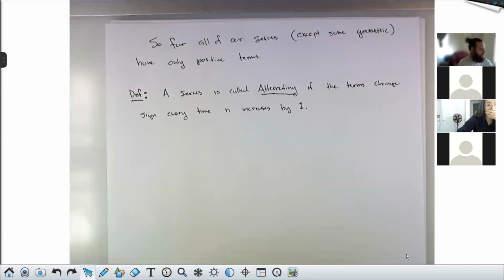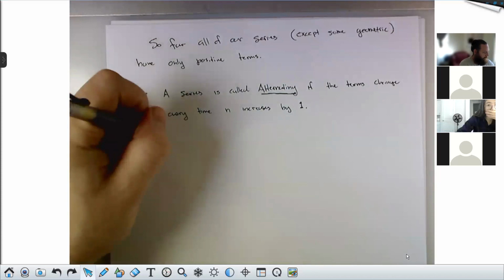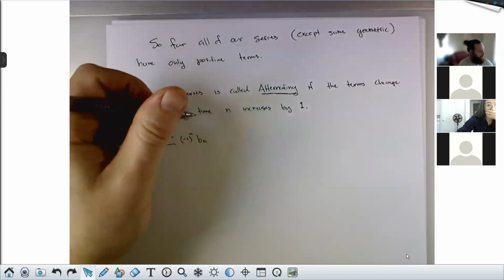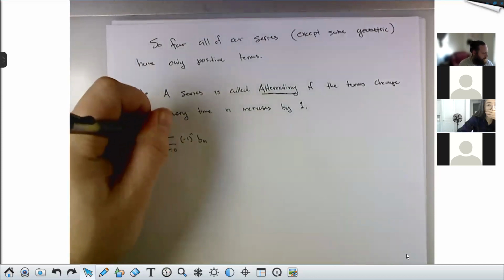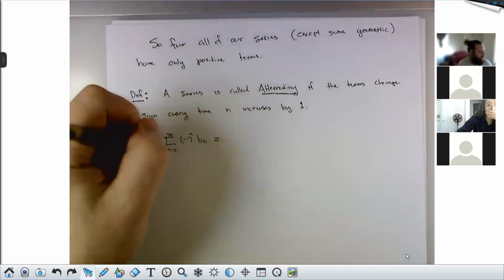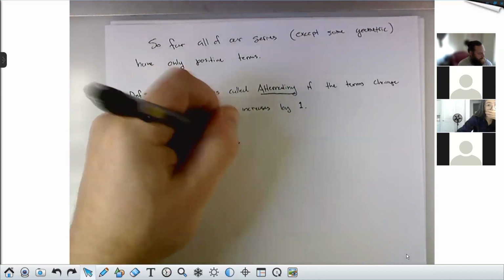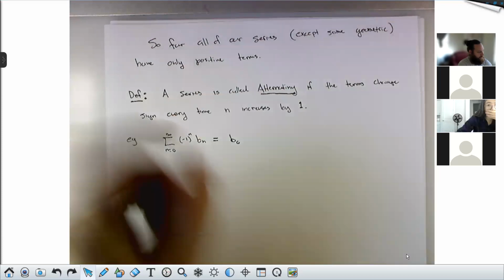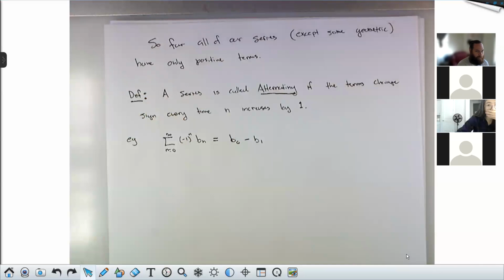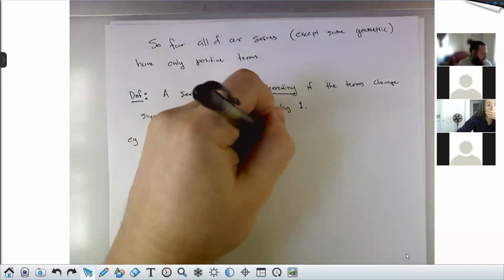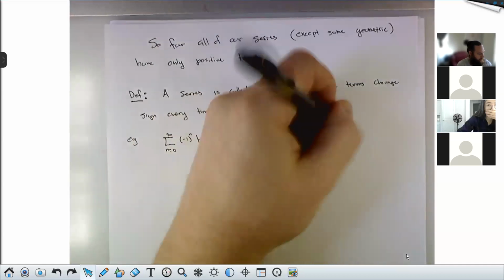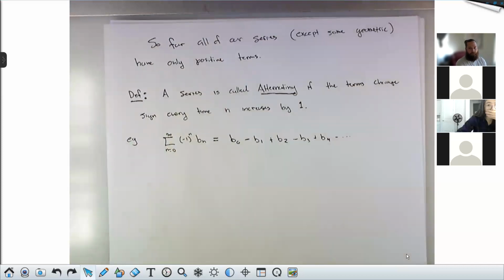The usual way of writing these is sigma (-1)^n times bn, and that could be summed from 0 or 1 or 2. If you just start writing this out, (-1)^0 is +1, so this would be +1 times b0. When n is 1, you have (-1)^1, which is negative, so you have minus b1. When n is equal to 2, (-1) squared is positive, so this would be plus b2, and then minus b3, and plus b4, and minus b5, and on and on and on like that.